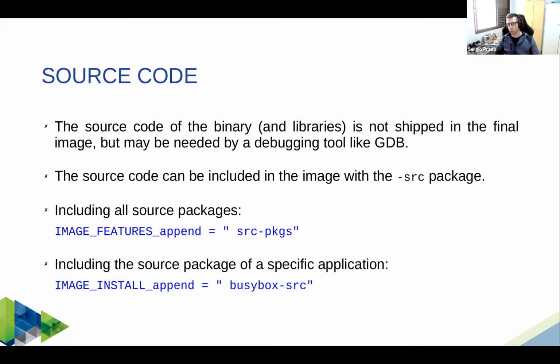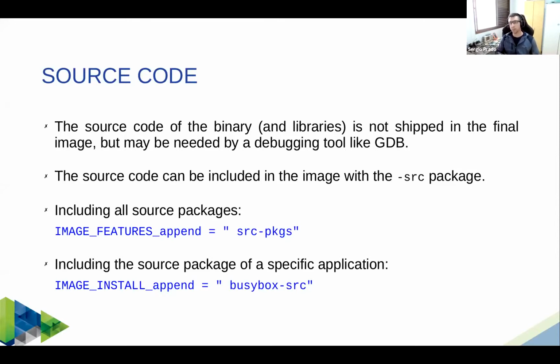How can you get the source code of the application you are debugging? Here, it depends. If you are doing debugging remotely, that's not a problem because you have the source code in your build directory. We're going to discuss how can we have this more centralized. For example, generating an SDK, you can have that. But if you're doing debugging on the target and you need source code on the target, then you can install the source packages.